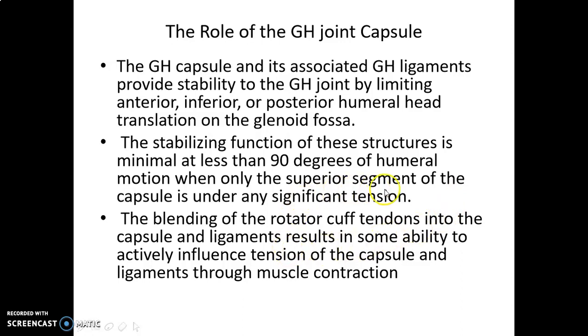the rotator cuff tendons along with the synovial joint capsule of the glenohumeral joint, and also all the other ligaments which are present. This will influence the tension, meaning it will create some kind of resistance to any kind of unwanted or undesired movements. That is the role of the glenohumeral joint capsule in the glenohumeral joint motions. Okay.